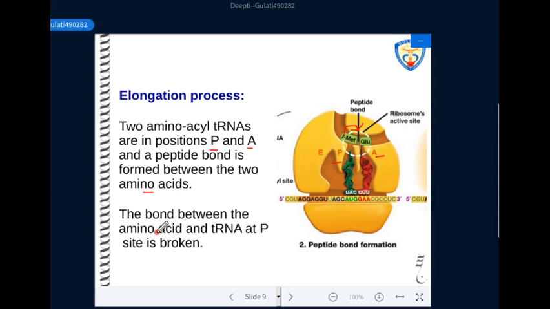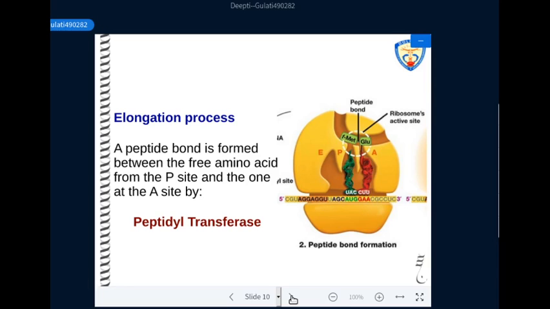So the bond between the amino acid and the transfer RNA at the P site is broken. This amino acid is transferred to the A site amino acid. So now what we have here is that the A site amino acid will be accepting the amino acid from the P site transfer RNA.